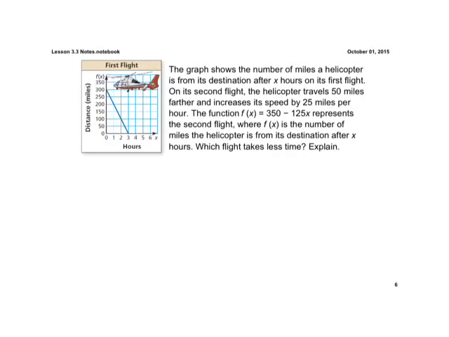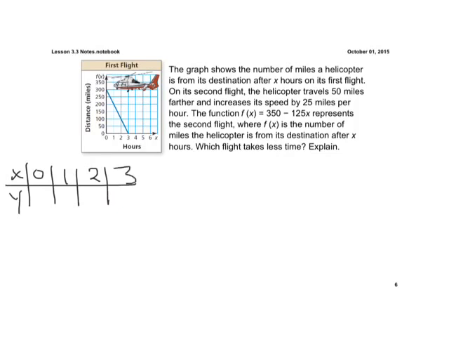So first we need to graph our second flight. Let's make our input-output table again. We need an x and a y. This time x is hours, so we're not going to do any negatives. We're going to start at 0 because you don't have negative hours. And let's just go up to 3.